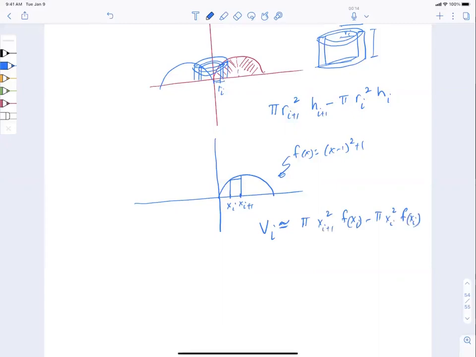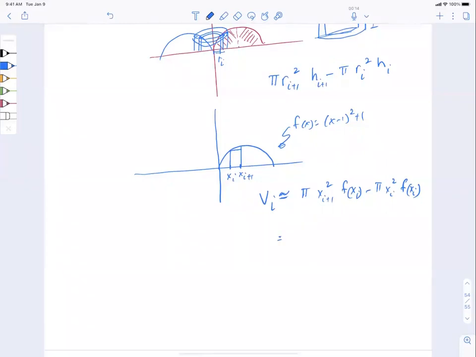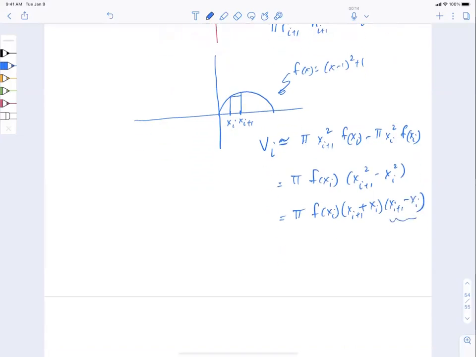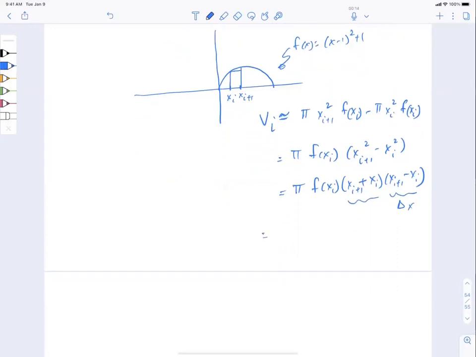We're using the same height for both, which gives pi f of xi times (xi plus 1 squared minus xi squared). Then I remember that I can write the difference of squares formula there. That's (xi plus 1 plus xi) times (xi plus 1 minus xi). This, of course, you remember is a delta x. This I can multiply and divide by 2, and you're like, well, why do you do that? Well, because, multiply by 2 and divide by 2.